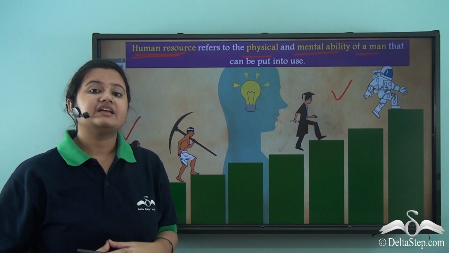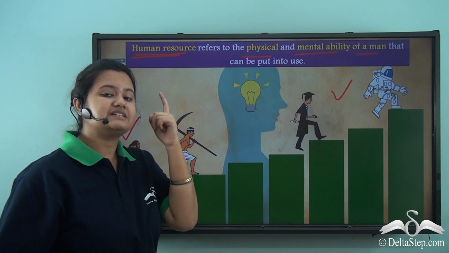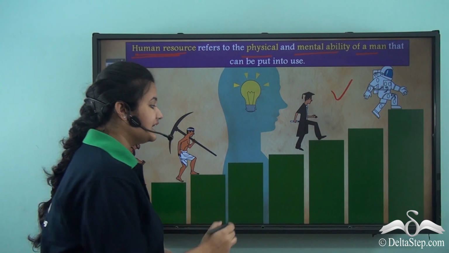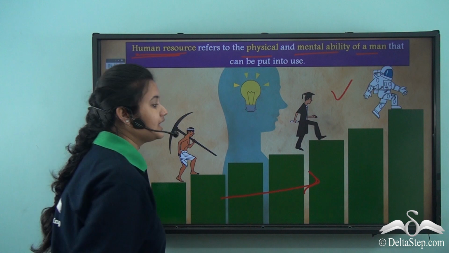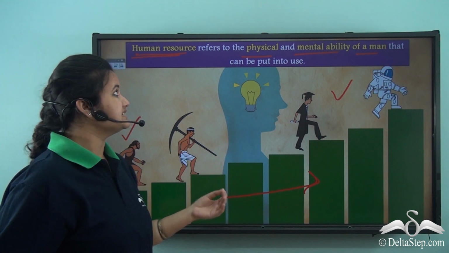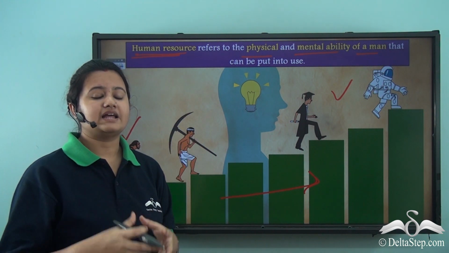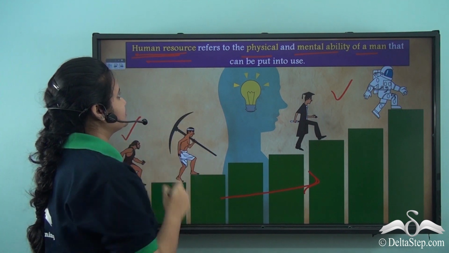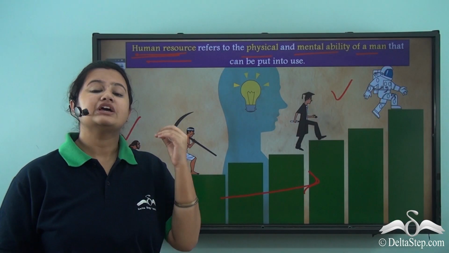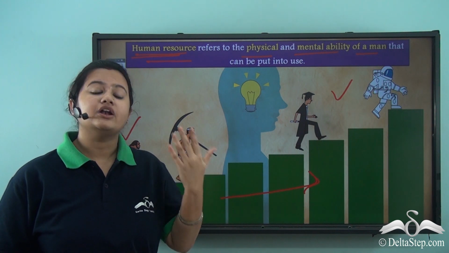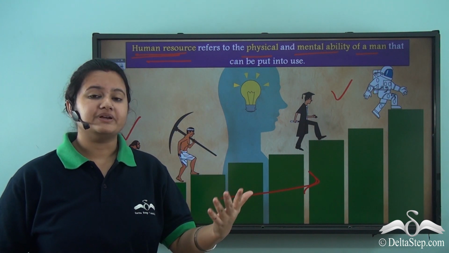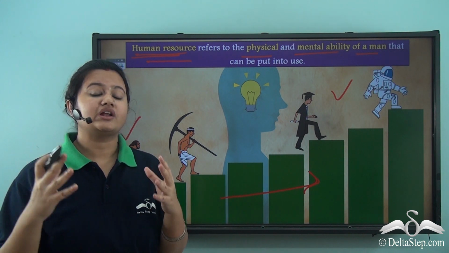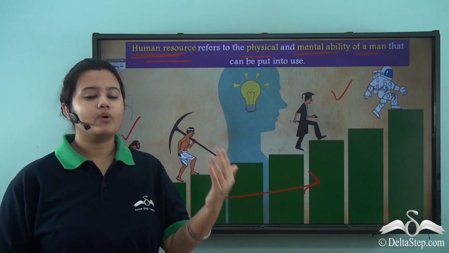So with the help of their creative ideas, human beings have been able to progress a long way. Because of this reason, human beings are considered an important resource, that is human resource. And with the help of this human resource, that is their knowledge and skills, human beings have been able to make better use of resources and also create new ones.